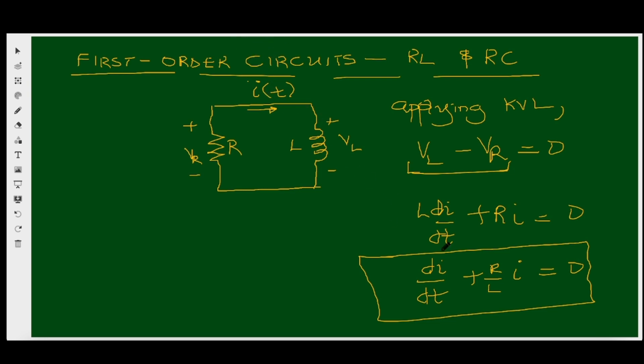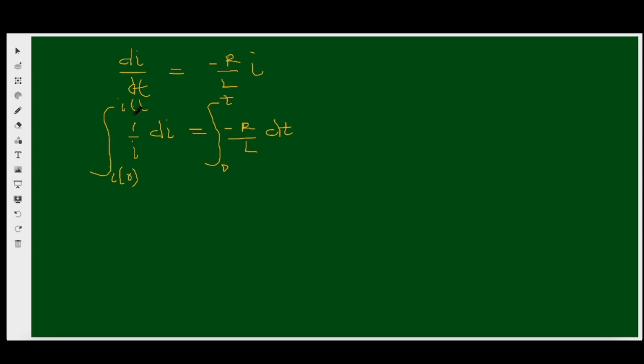So separating the variables, what do we have? We have to bring this to the other side. So there we have di/dt equals minus (R/L)i. If I separate the variables, that is bringing i to this side and bringing the others to the right hand side, I will have (1/i) di equals minus (R/L) dt. If I integrate both sides, assuming that the initial time is t equals 0 and the final time is t, we have i of 0 and i of t.